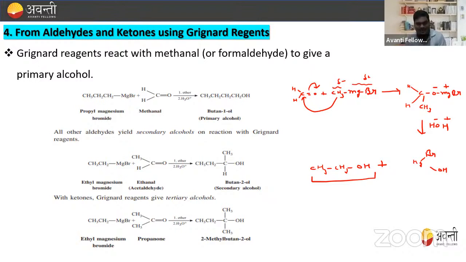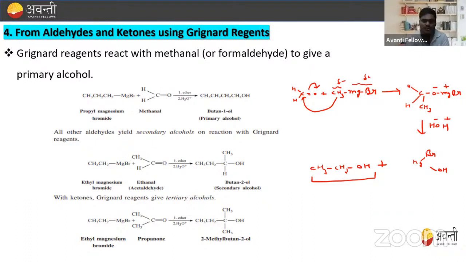So all other aldehydes give the secondary alcohol on reaction with the Grignard reagent, right? So only formaldehyde gives primary alcohol, whereas all other aldehydes give the secondary alcohol on reaction with the Grignard reagent, right? That is CH3CH2MgBr. Now, with ketone, Grignard reagent gives the tertiary alcohol. So with ketone, this will give a tertiary alcohol.